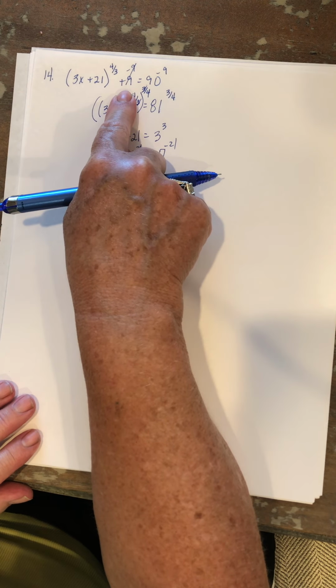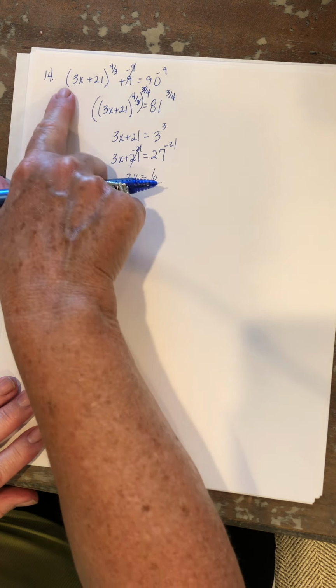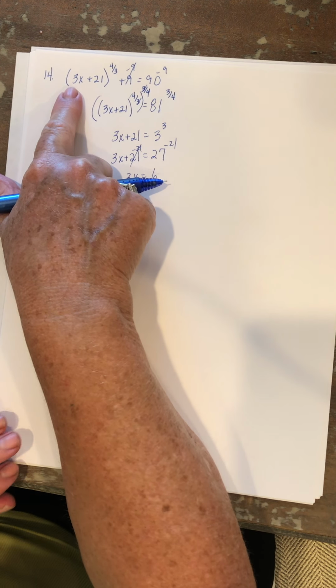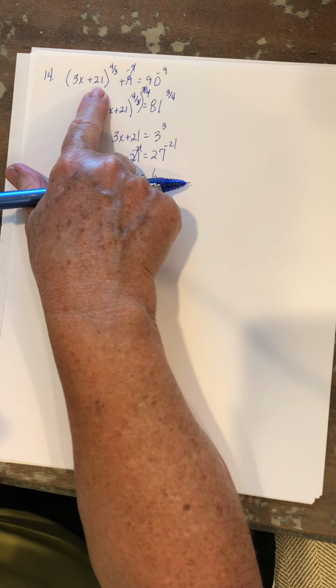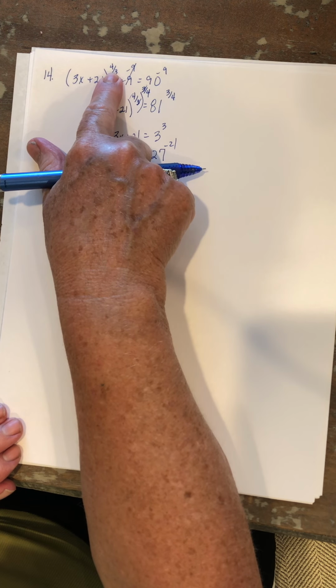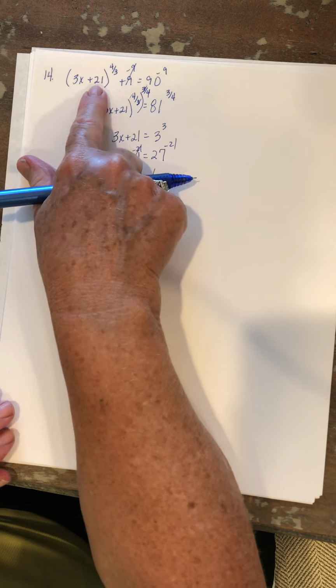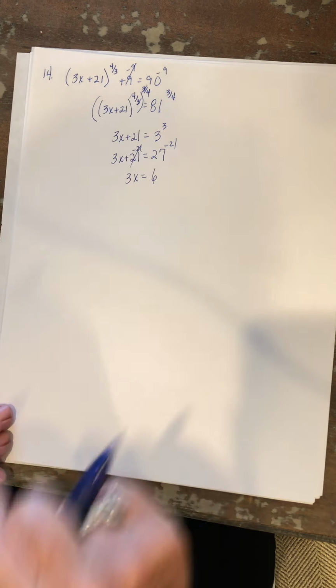Y'all, I'd slap that in my calculator and check it. But if you wanted to check it by hand, you would multiply 3 times 2, plus 21, that's 27. The cube root of 27 is 3. 3 to the 4th is 3 squared is 9. 9 squared is 81. 81 plus 9 is 90.